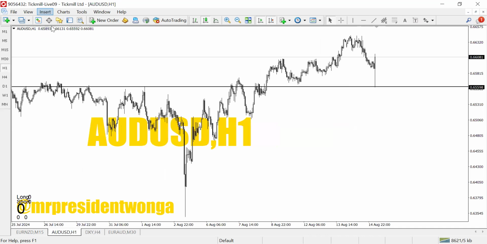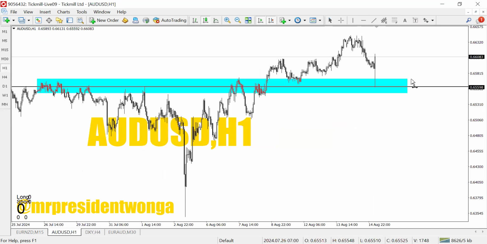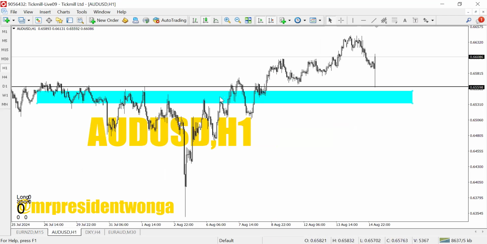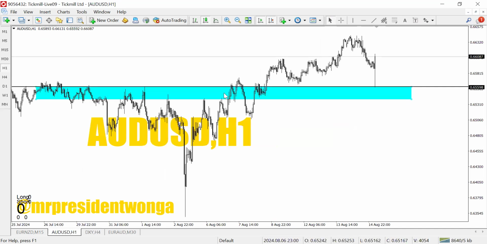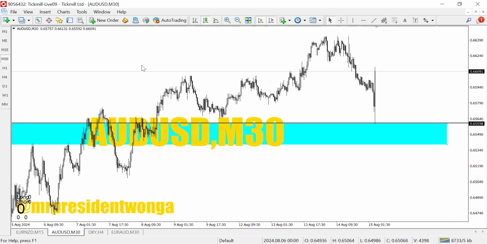I like marking levels where the price actually made a reaction. So these levels, you can see the price touching this level and then reacting. I think I did share the analysis on this.